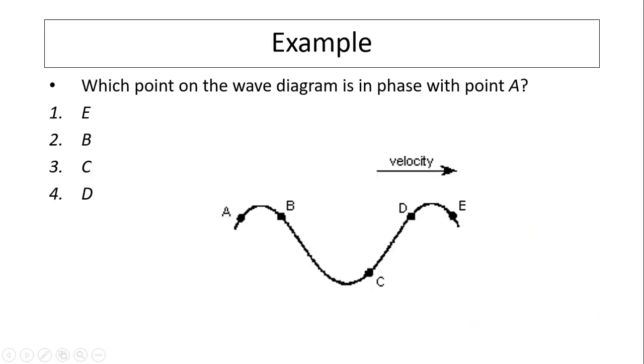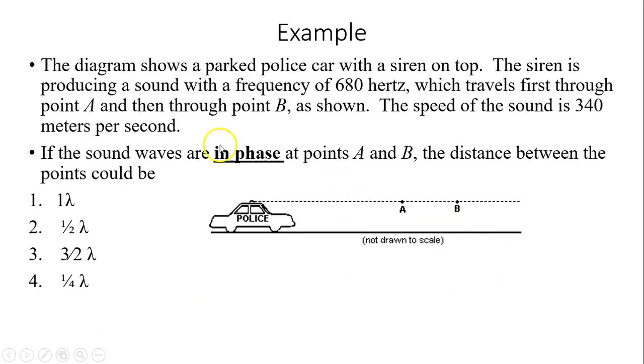Which point on the wave diagram is in phase with A? In phase with A means one wavelength. So D is the corresponding point. A and D correspond to 1 cycle. So the answer is D.